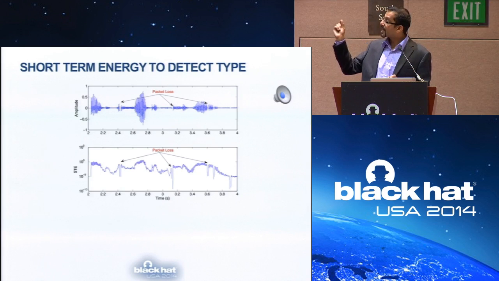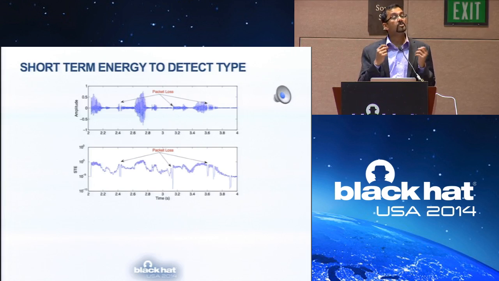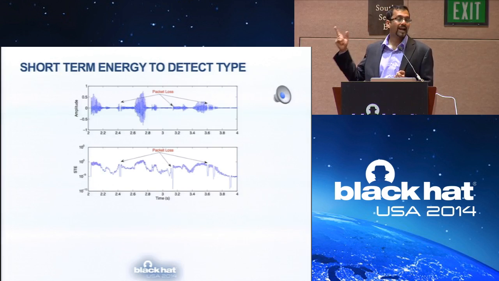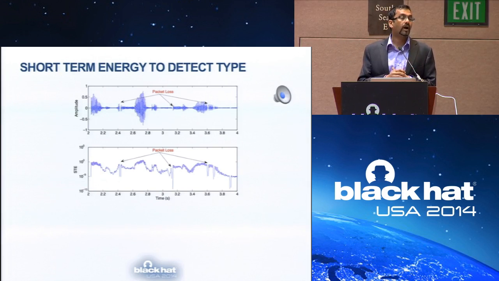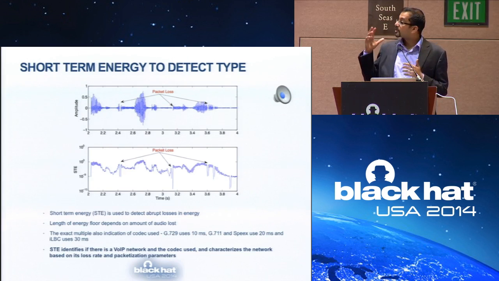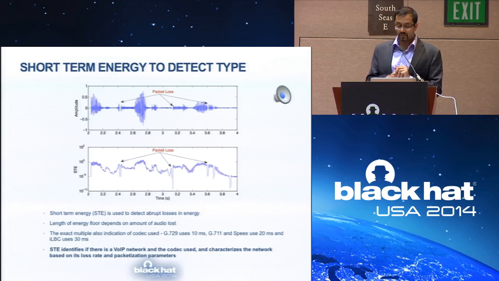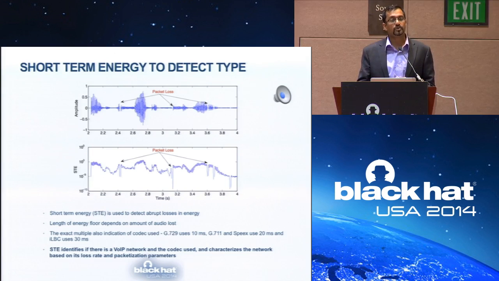So you can look at those energy breaks and immediately identify the call went over a voice over IP network. No landline will ever produce this kind of artifact. No cell phone will ever produce this kind of artifact. So this short-term energy not only tells you that the call went over a voice over IP network, but the length of the break tells you what kind of voice over IP network.